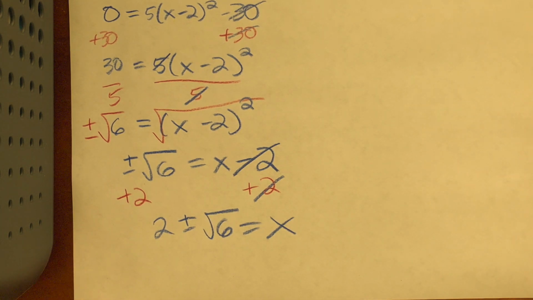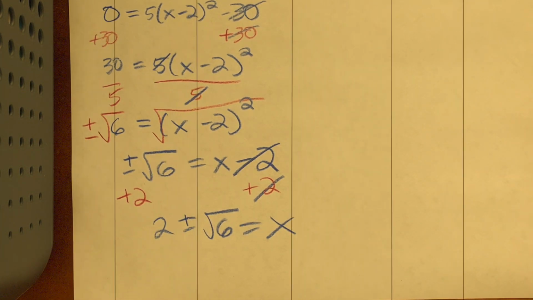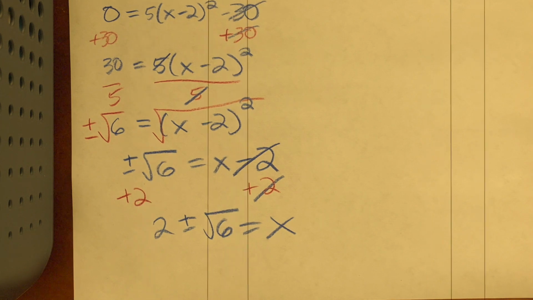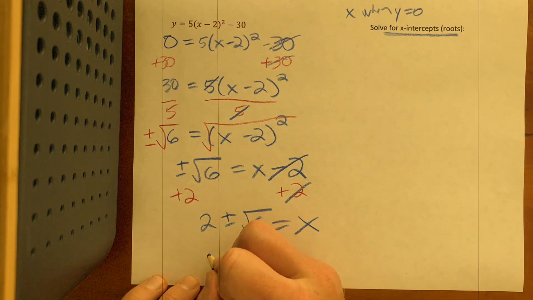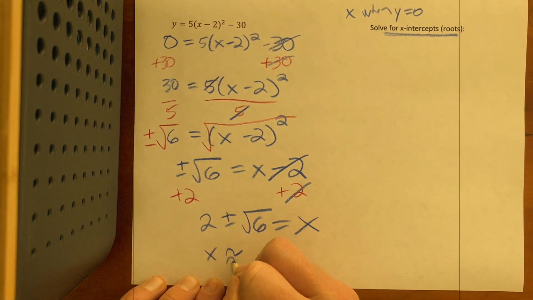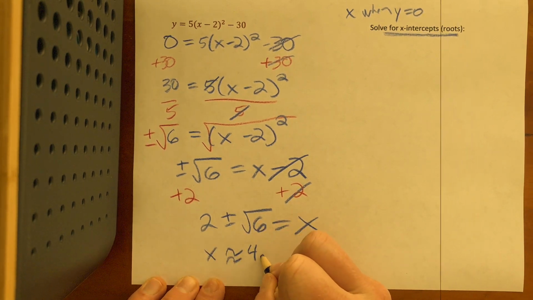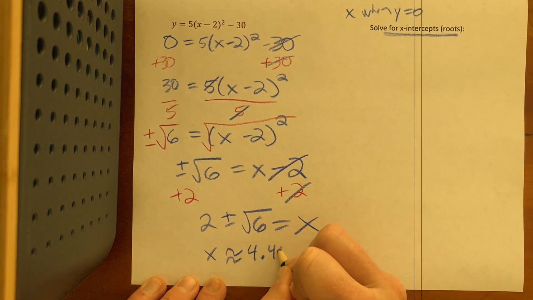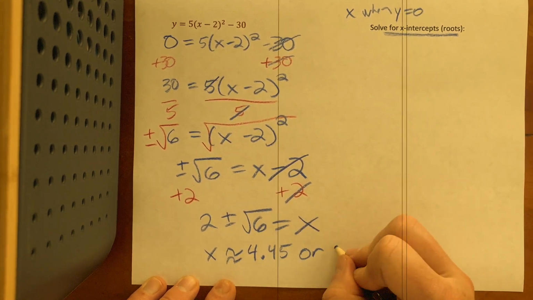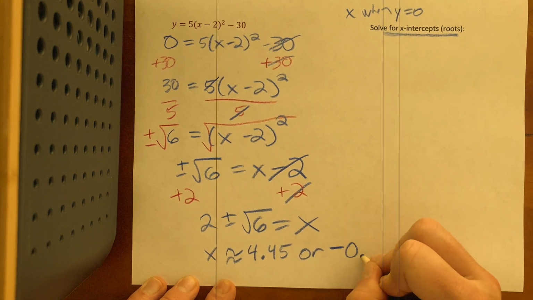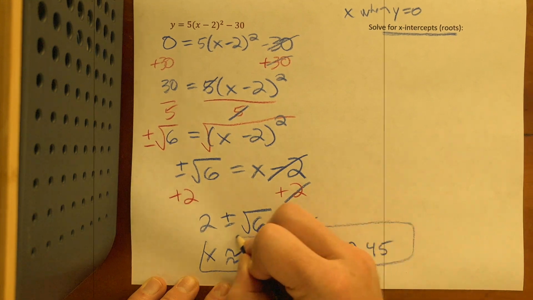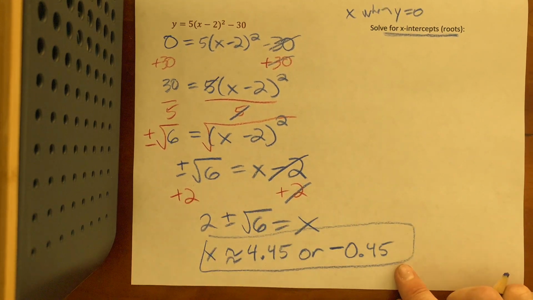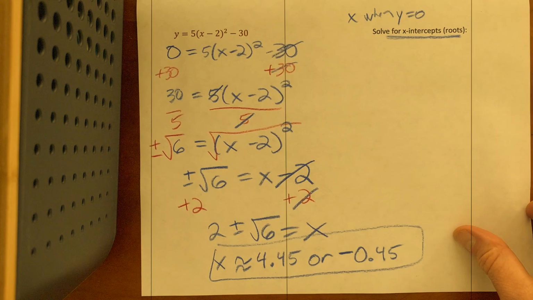But what does that mean? That's your exact answer. You might be curious, where exactly are those x-intercepts? Let's grab a calculator. Grabbed it? Okay, very good. Square root of 6 is about 2.45. 2.45 plus 2 is 4.45. 2 minus 2.45 is about negative 0.45. And there are your approximate x-intercepts. We solved for them because we had a complete square, and we solved by the square root method.